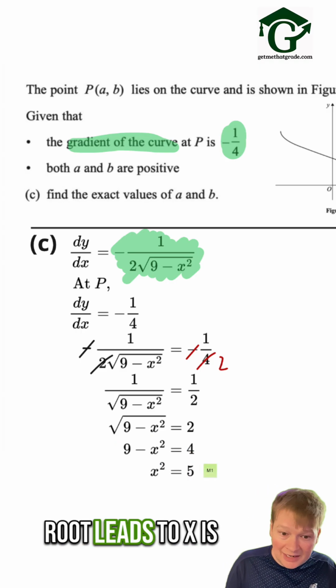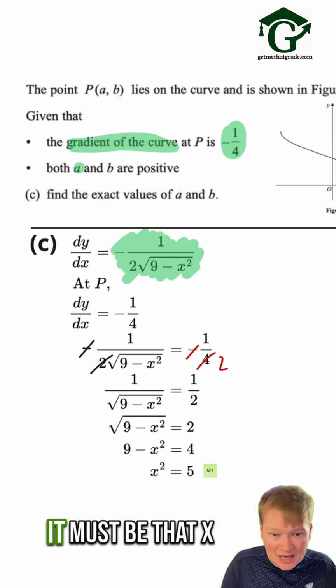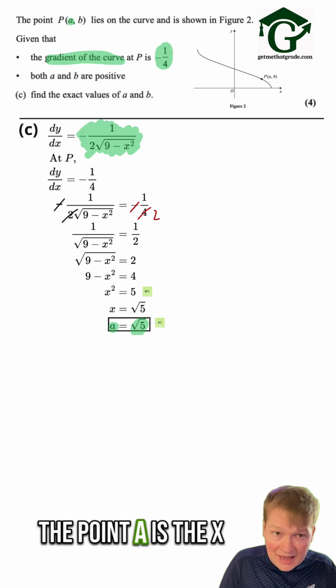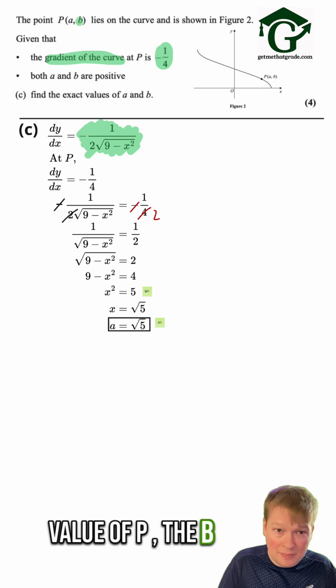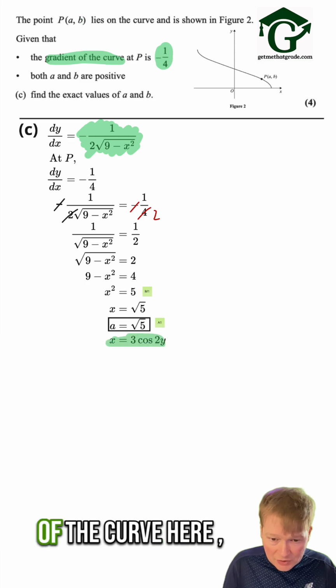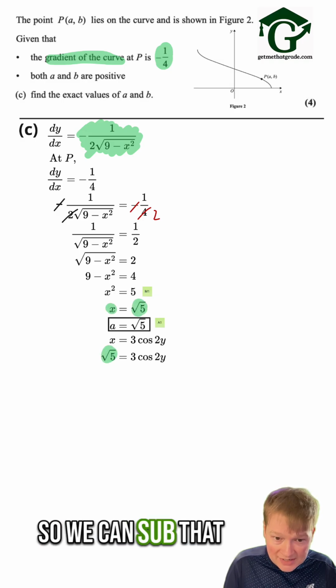Taking a square root leads to x is plus or minus root 5, but because it said that a is positive, it must be that x is positive root 5. That's the a value. Remember, the point A is the x value of P. How can we find the corresponding y value of P, the b value? Well, we know that P lies on the curve, and we have the equation of the curve here, and we've just worked out the x coordinate of that curve, so we can sub that in here.